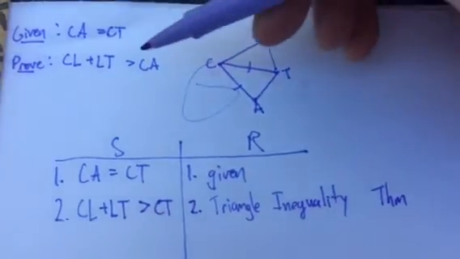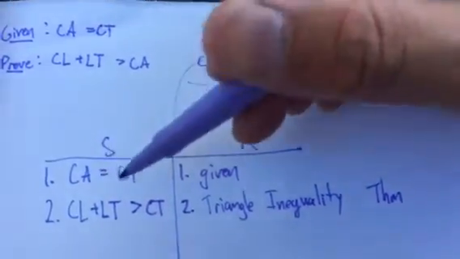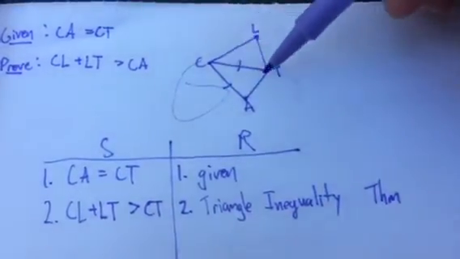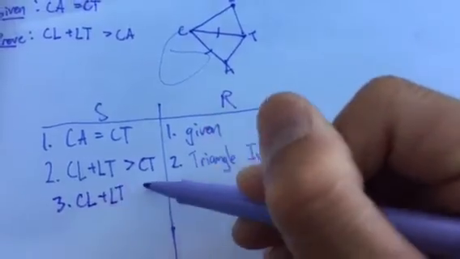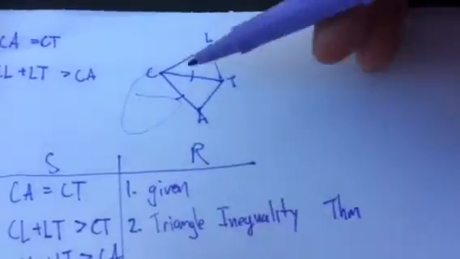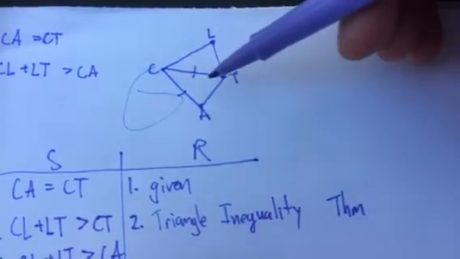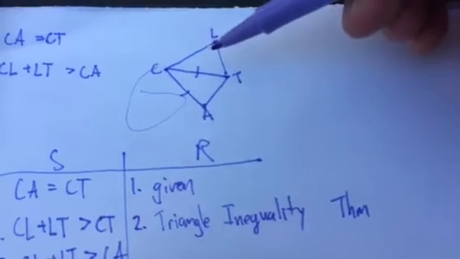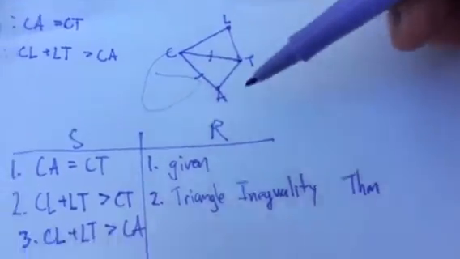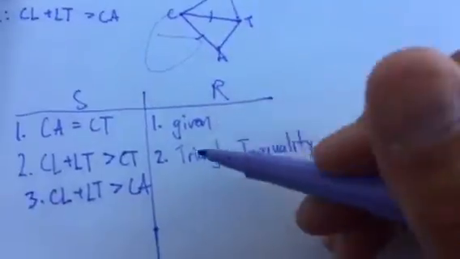And the cool thing is, we were given that CA, this side, is the same thing as this side, so we can just substitute that in. So we know that CL and LT are bigger than CT, and CT is equal to CA. So that means CL and LT, these two, are also bigger than CA as well. And that's actually what we're trying to prove.